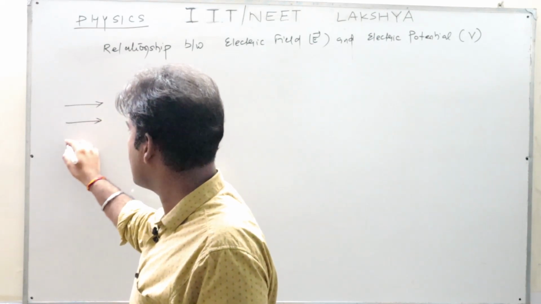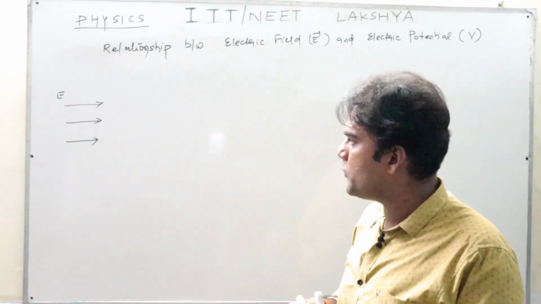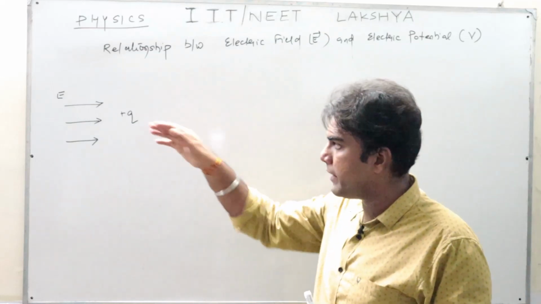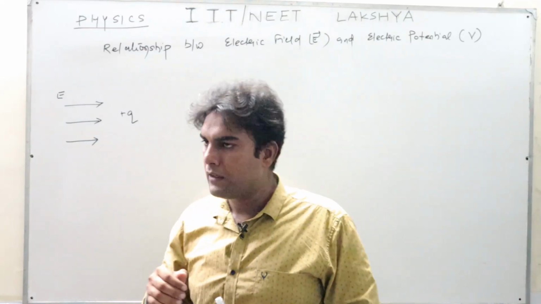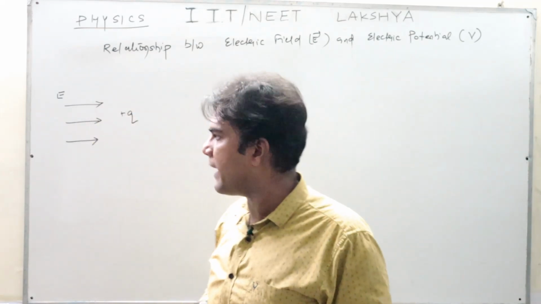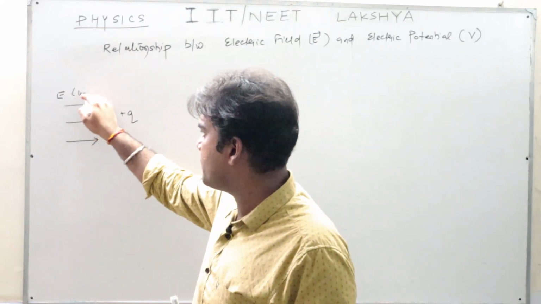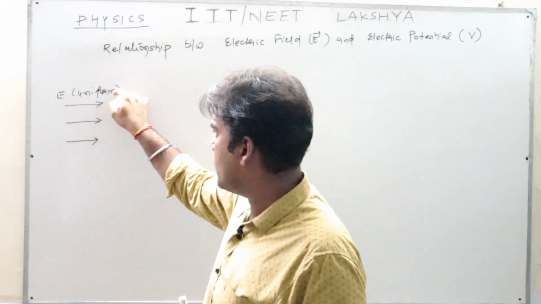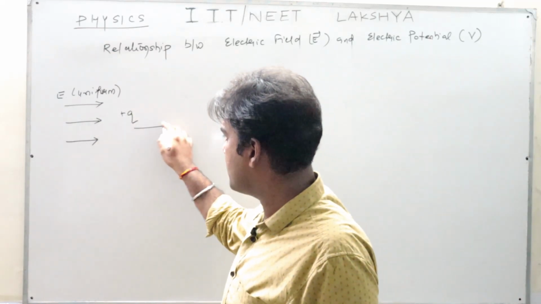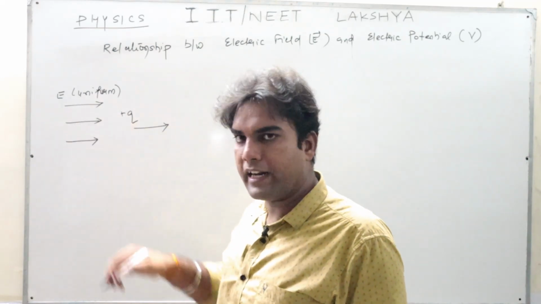Suppose this is the direction of the electric field. If we keep a positive charge Q in this electric field, this is a uniform electric field. I told you uniform electric field means parallel and equally spaced lines. So this is a uniform electric field E, and in this uniform electric field E, you have kept a positive charge Q. Then you know that this positive charge Q will move in the direction of the field.